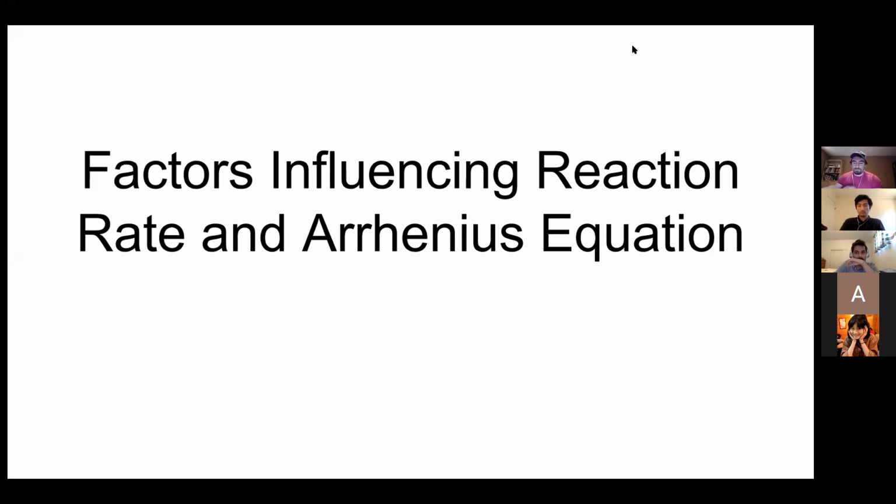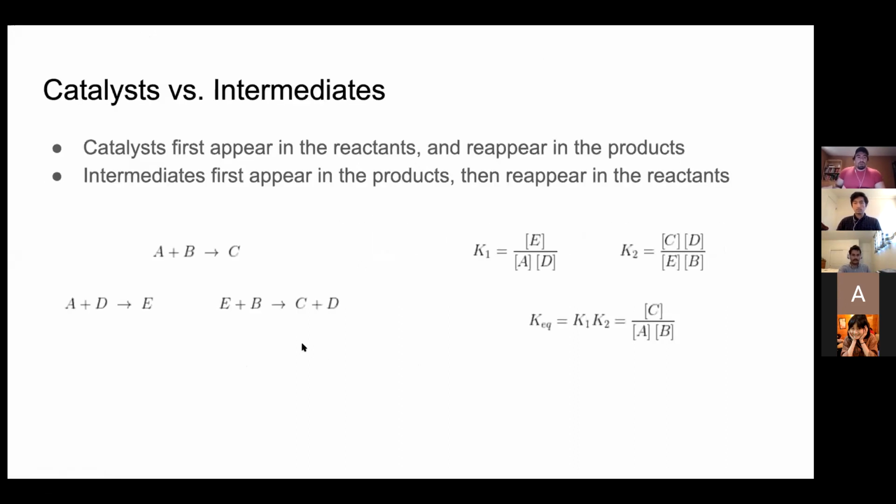All right, so hey everyone. Jumping off what John just talked about, we are going to talk about what factors can influence reaction rate, specifically those factors in the context of the Arrhenius equation.